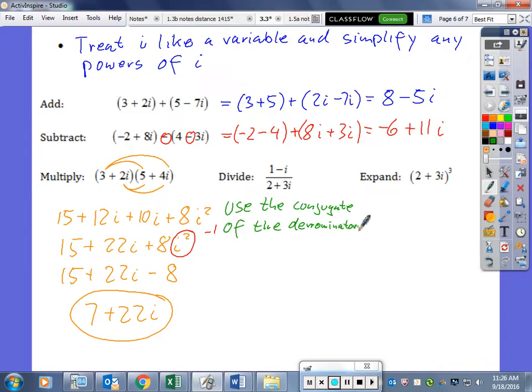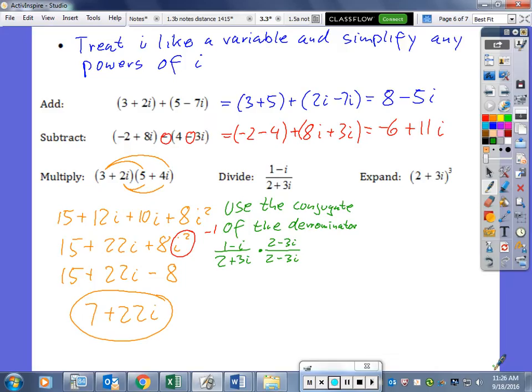So in other words, we have 1 minus i divided by 2 plus 3i. And we multiply this whole thing by a fraction that looks like this: 2 minus 3i divided by 2 minus 3i. Remember that new fraction has a value of 1. Numerator and denominator are the same, so we're allowed to do that.